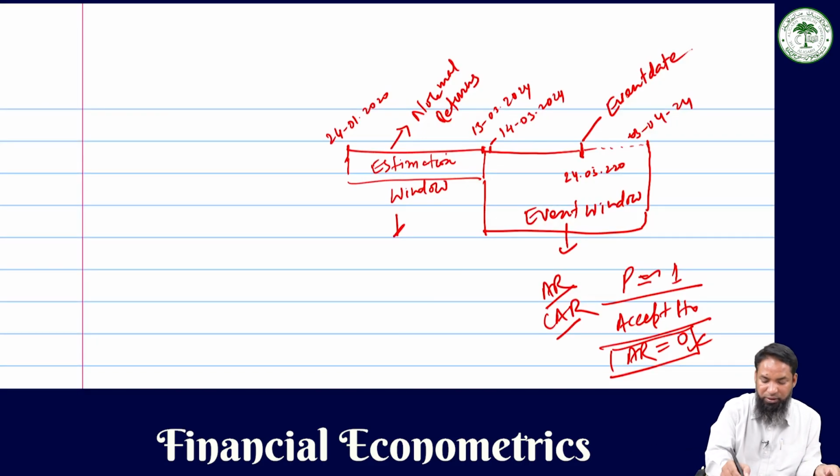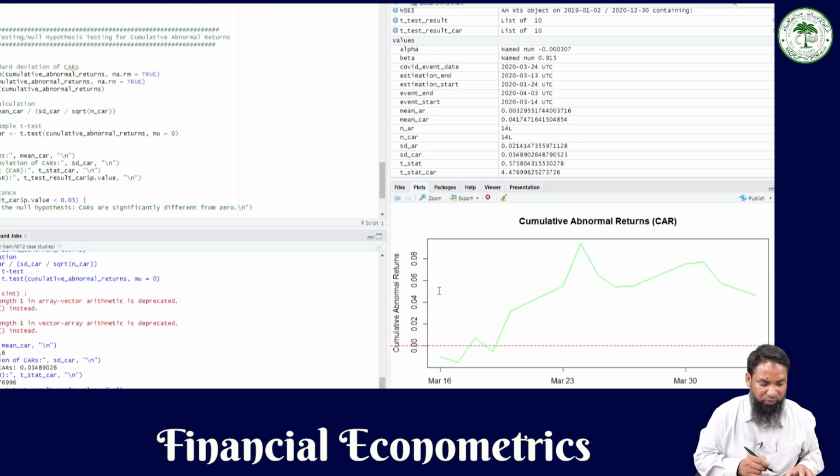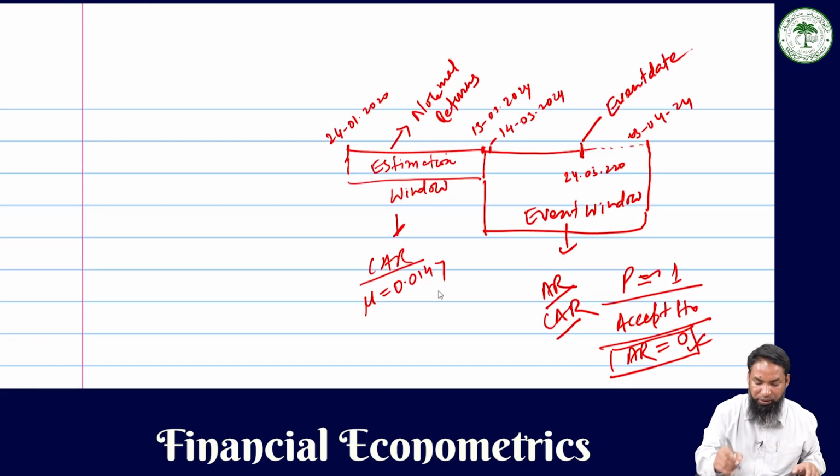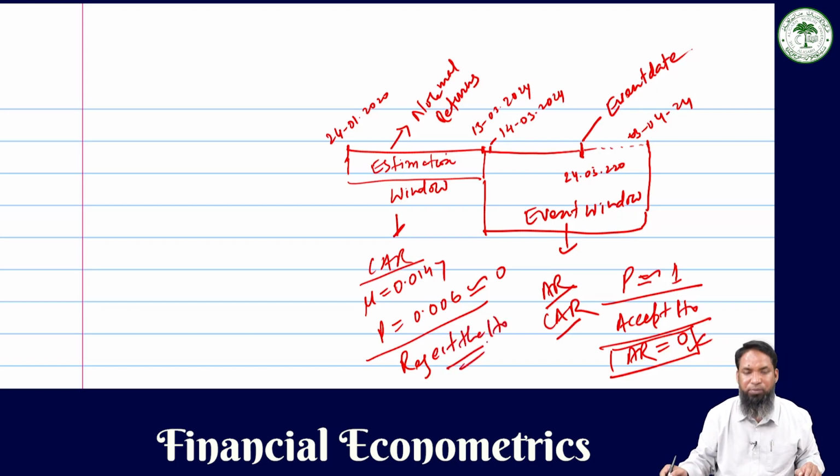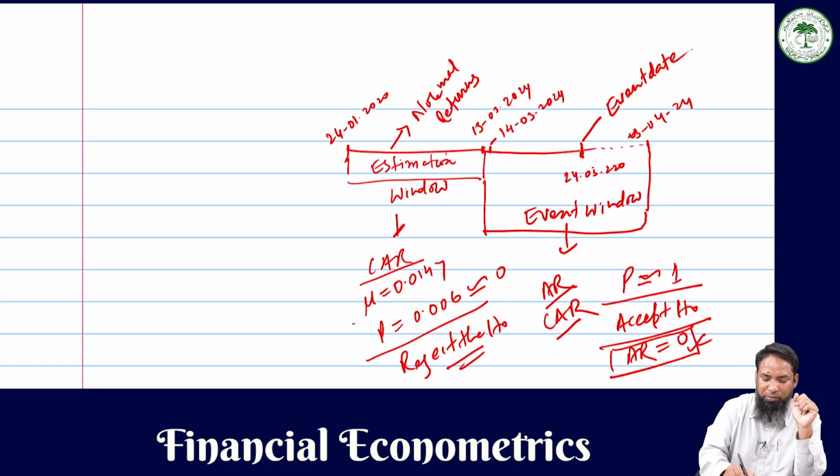In the case of cumulative abnormal returns, the mean value we have is 0.0147, and the p value is 0.006, which means it is closer to 0. So we have to reject the null hypothesis. Rejecting the null hypothesis means that there is a significant change in the cumulative abnormal return, and it is a positive change.